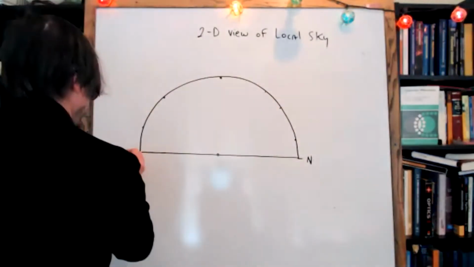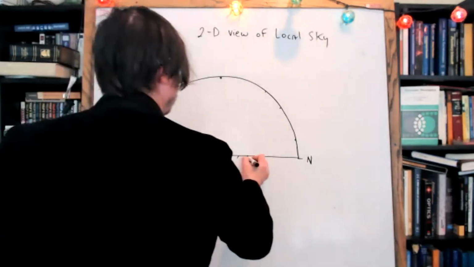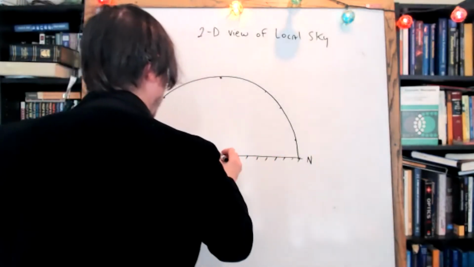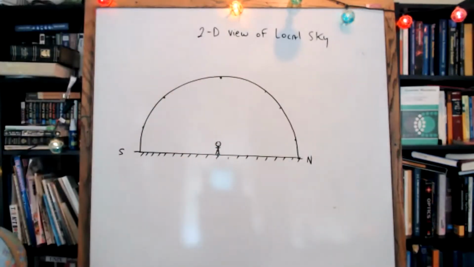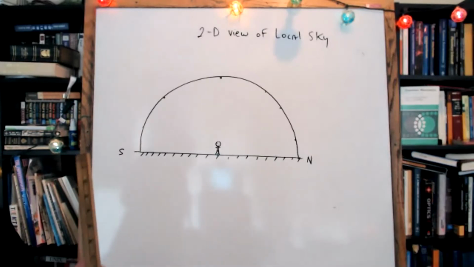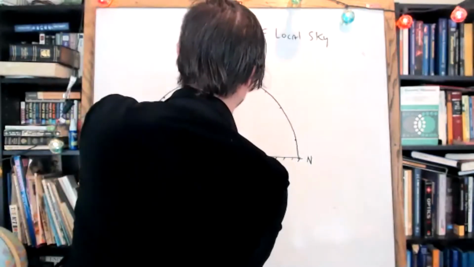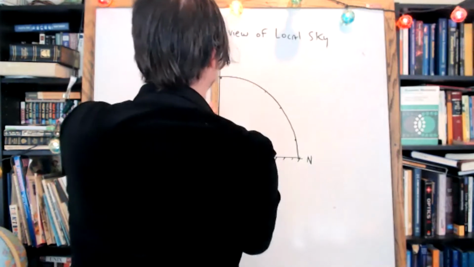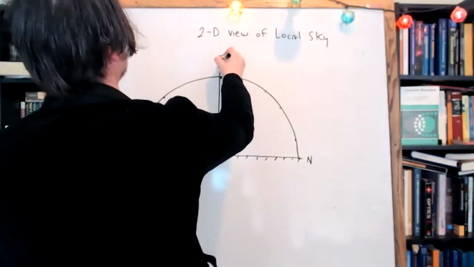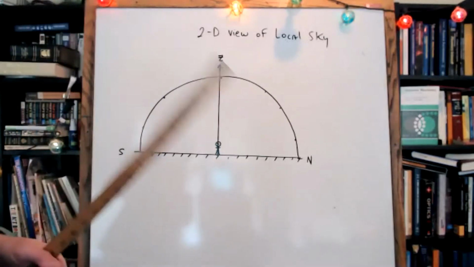This will be south. And even though this is two-dimensional, I'm just going to kind of shade in the ground. And I'm going to put an observer at the center of the field. Let us now draw in the observer's zenith. The zenith, as you guys reminded me earlier, is the point overhead. I labeled the zenith with a Z.